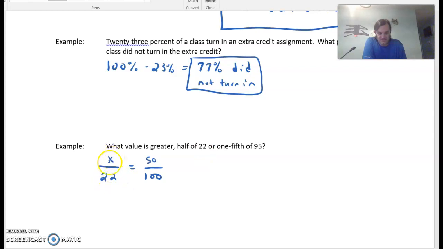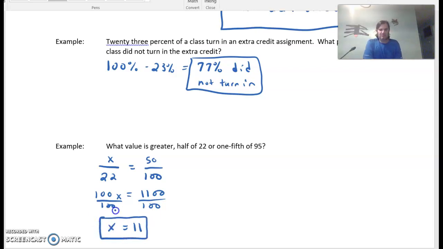So if we want to know what part of 22 is half, we could cross multiply. So 100x equals 22 times 50, which is 1100. And if we divide by the 100, you should not see anything you do not expect. We just get 11. I believe you probably could have answered that question without using the proportion. The other one here, 1/5 of 95.